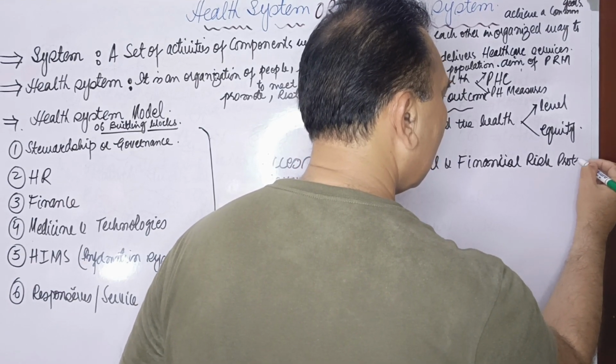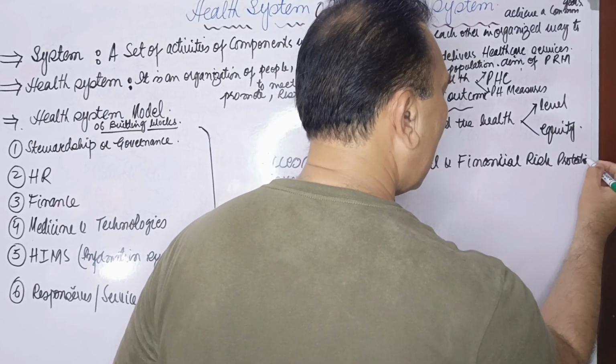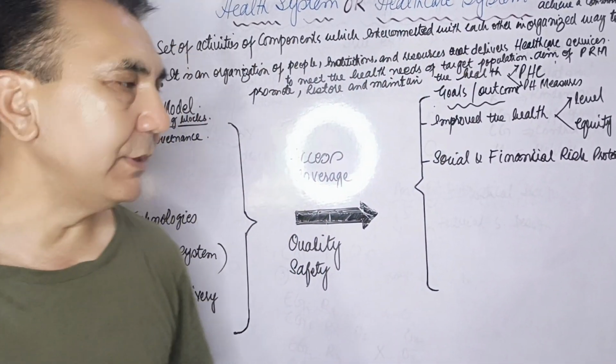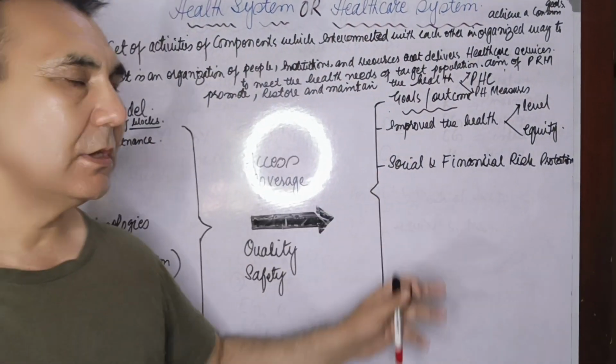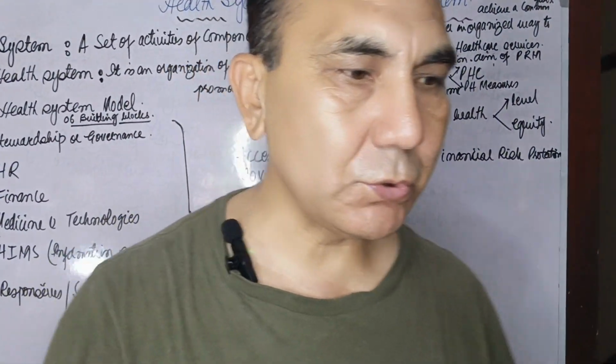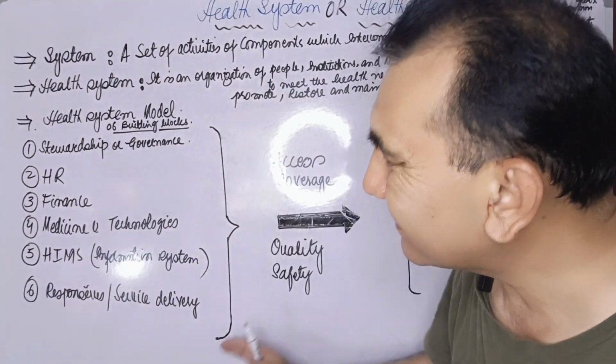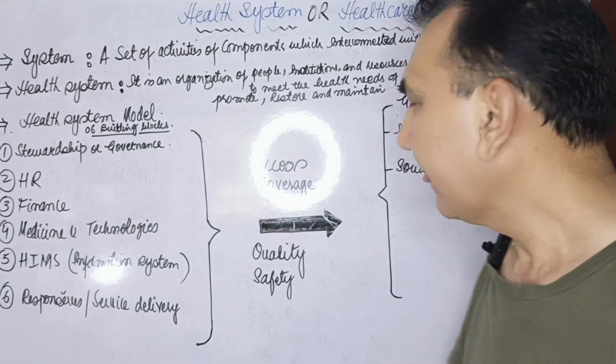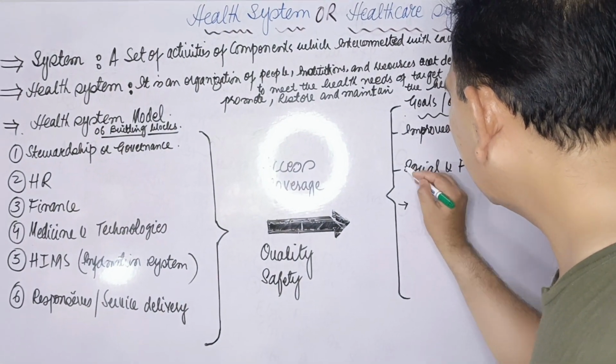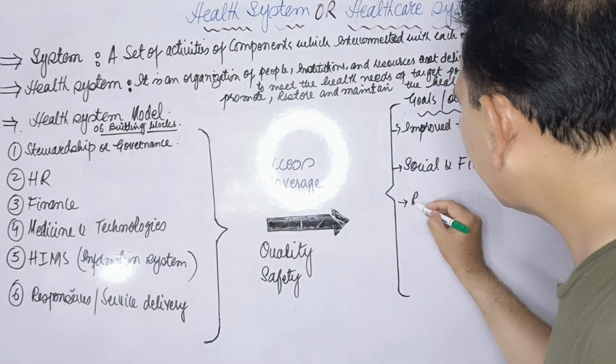What is another aim and outcome of these six building blocks? It will provide social and financial risk protection through these six building blocks. And then the third one is responsiveness.